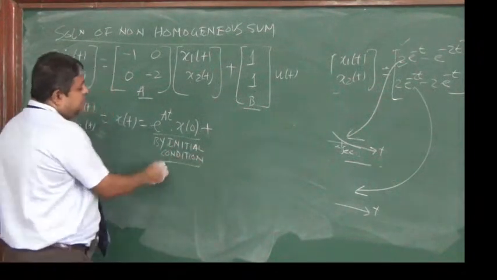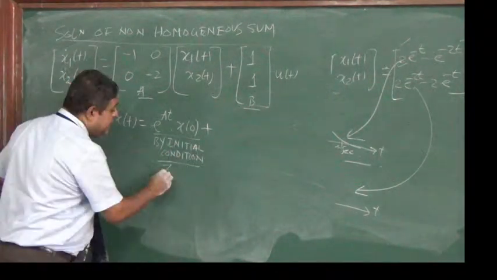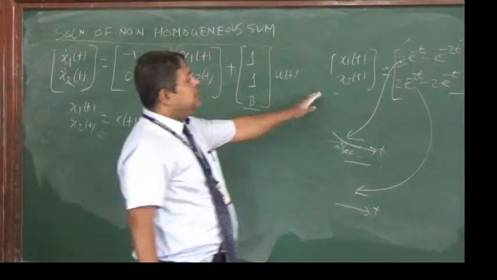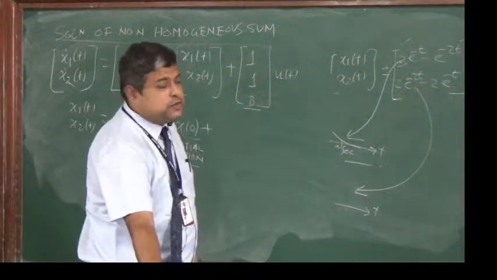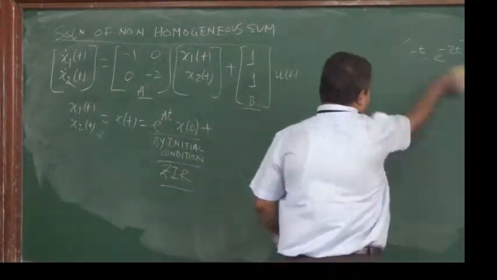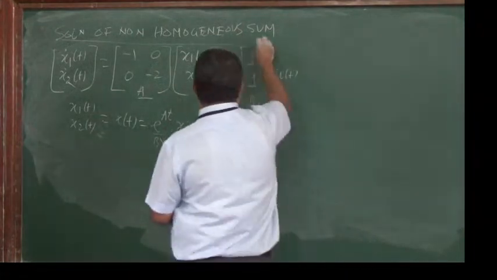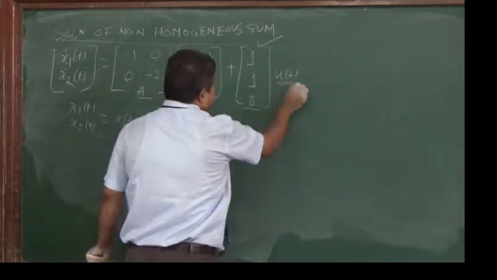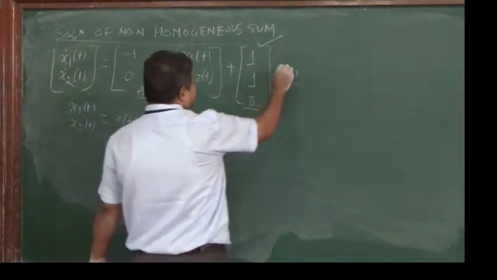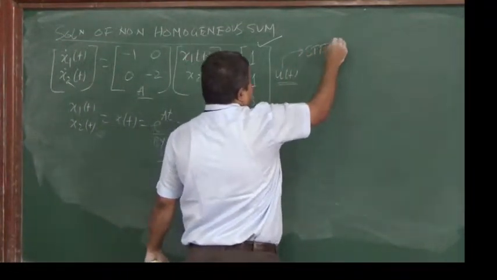This part is nothing but the zero input response. What we have just found in the previous homogeneous system is the zero input response. But the non-homogeneous system has a next part. What is the next part? There is a B matrix and there is an input, so this input also has to be mentioned. Let us take the input to be a step input.